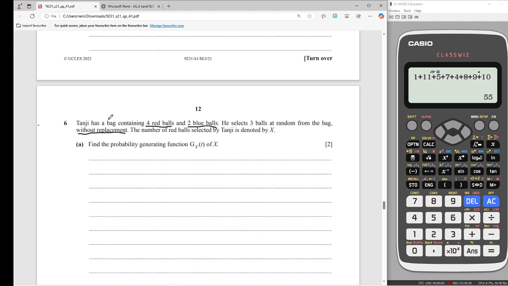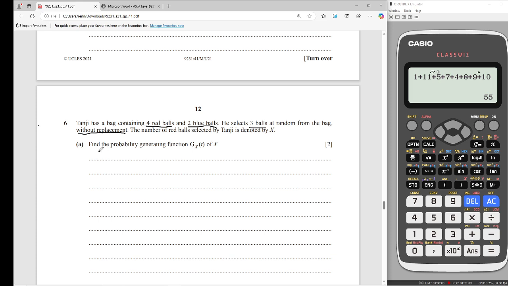Okay, sure. Very simple. To find the number of red balls selected, when we take 3 balls from a bag, what is the maximum number of red balls we can collect, given that there are 4 red balls and 2 blue balls? The maximum number of red balls is 3. The minimum will be at least 1.